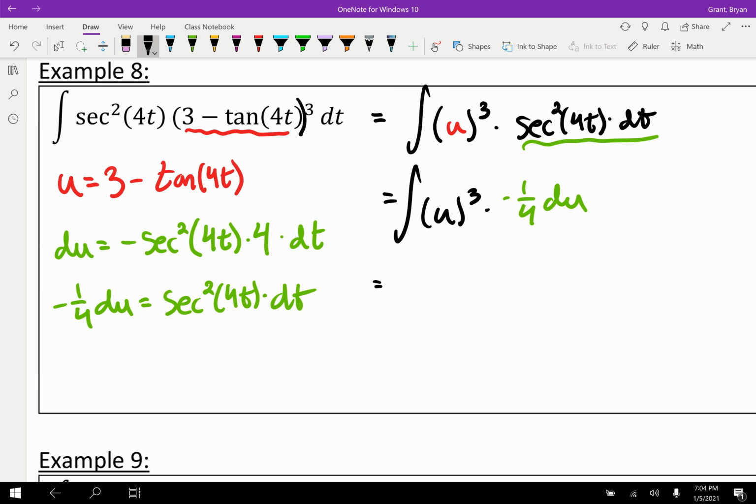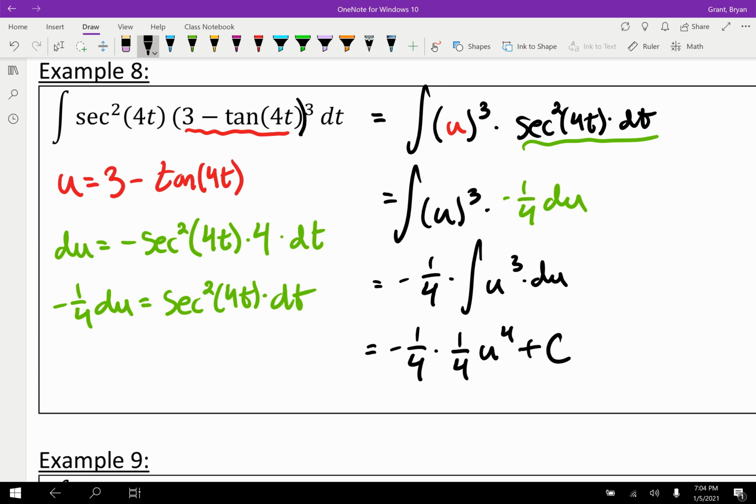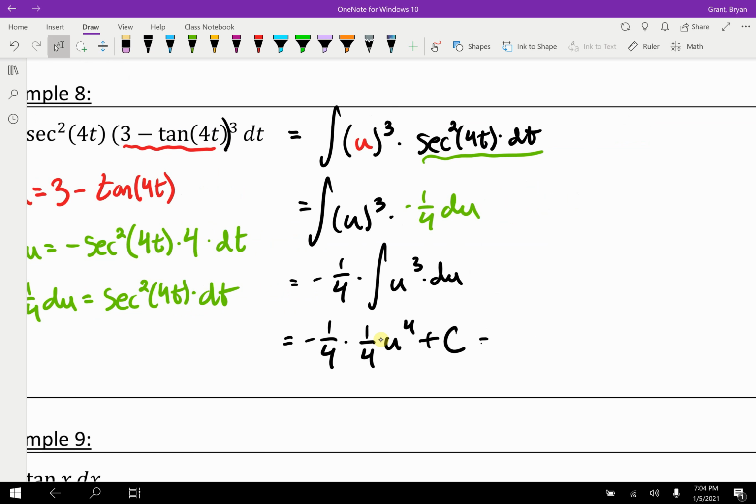And before we do that antiderivative, let's factor out any extra constants here. We have u cubed times du. Okay, u cubed becomes u to the fourth. To cancel out u to the fourth, we need another 1/4 there. And cleaning this up just a little bit, negative 1/16. What was our u originally for? It looks like it was for 3 minus tangent of 4t to the fourth power plus c.